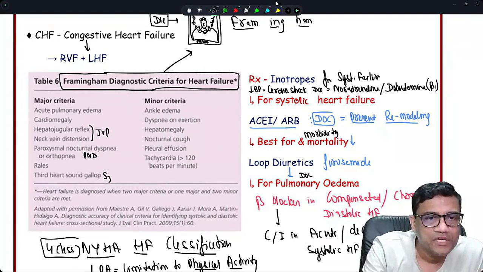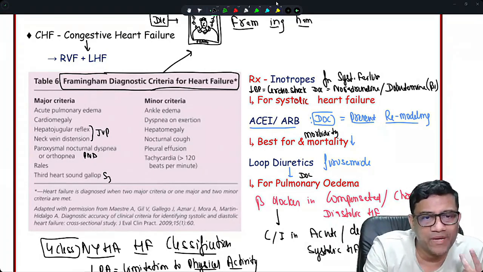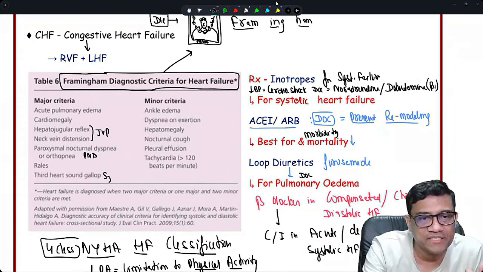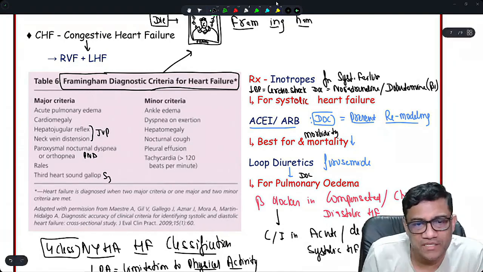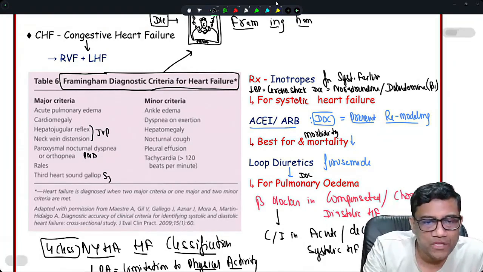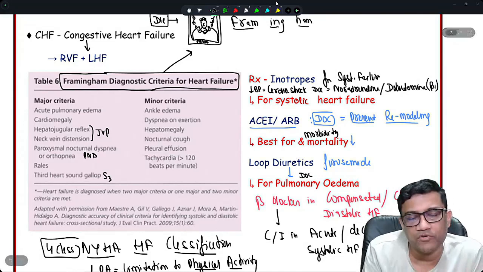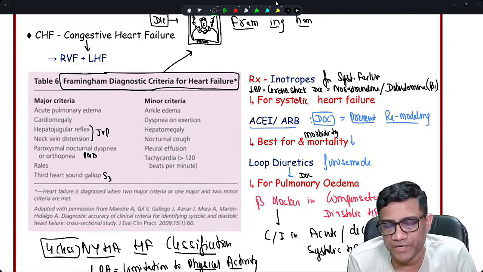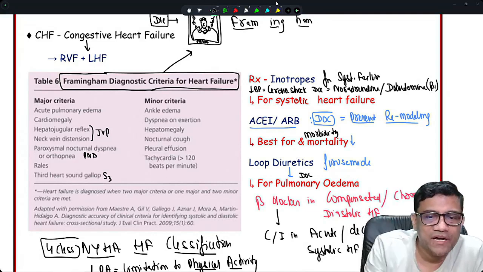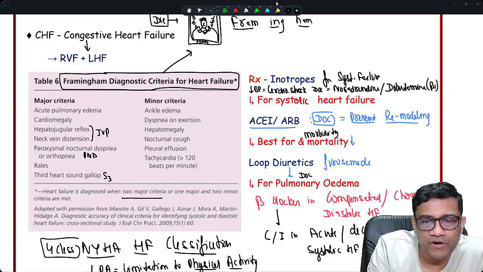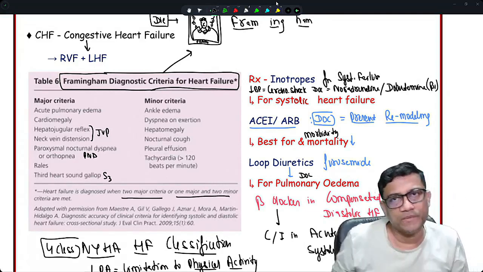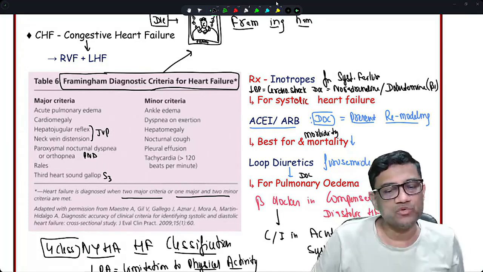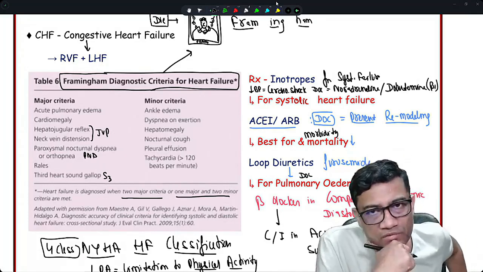Let me show you. So this is pulmonary edema, cardiomegaly, hepatojugular reflex, neck vein distension, PND, orthopnea, rales, and S3 gallop. All these features are part of our major criteria. What is the criterion? Either two major, or one major and two minor, for diagnosis.